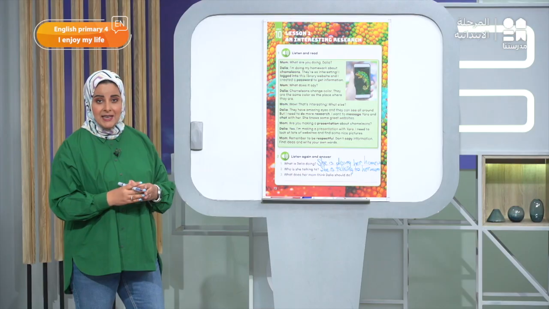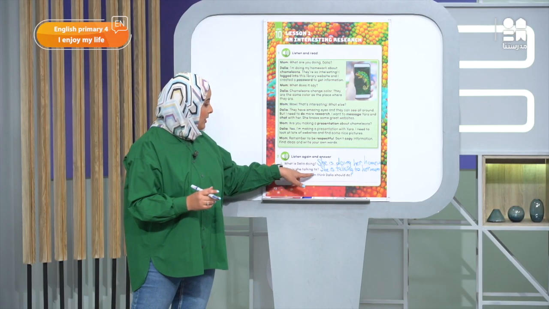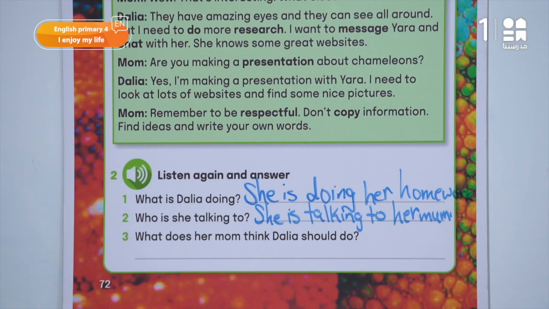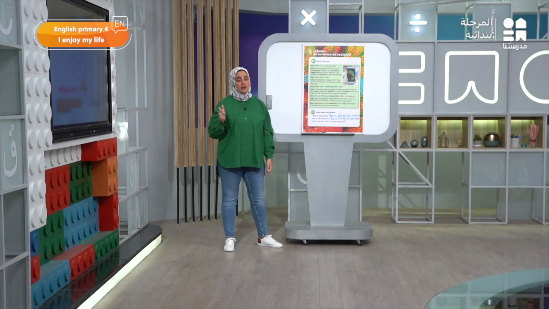Question number three says, what does her mom think Dahlia should do? ماما نصحتها بإيه؟ Be respectful and not to copy the information. To find some ideas and write her own words.